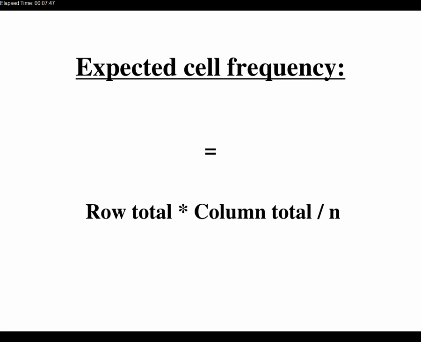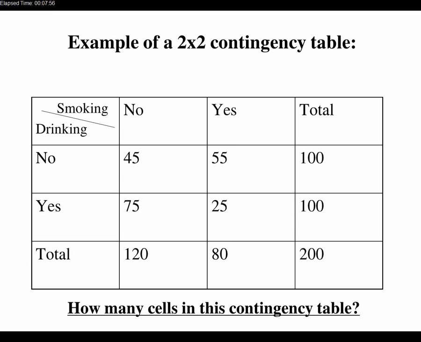Okay, the expected cell frequencies equals the row total times the column total divided by n. Remember, that's a pretty easy one. So let's do another example. Smoking, no and yes. Drinking. So how many cells in this contingency table? Could you tell me? Yes, that's right. It's a 2 by 2 table. There are 4 cells.